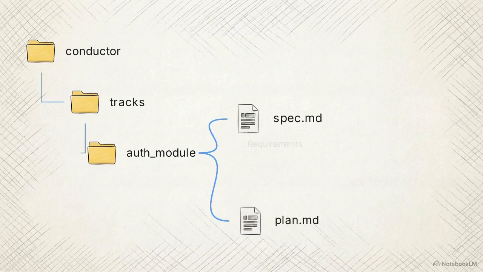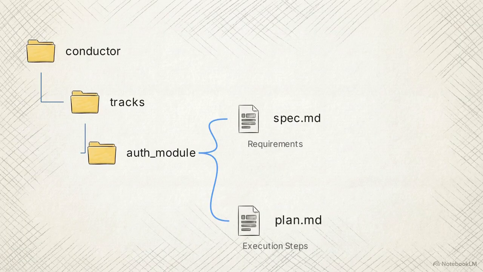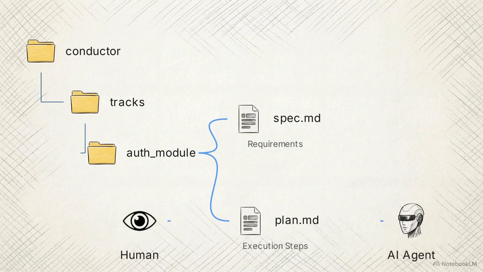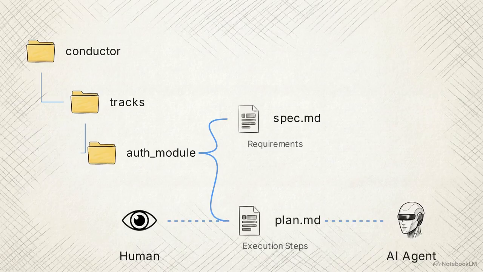As shown in this file tree, the command generates a new folder containing two critical artifacts: a spec.md for requirements, and a plan.md for the execution steps. This ensures the AI has a roadmap before it begins coding.